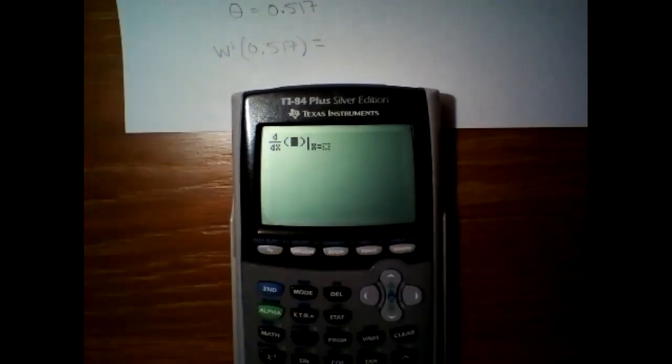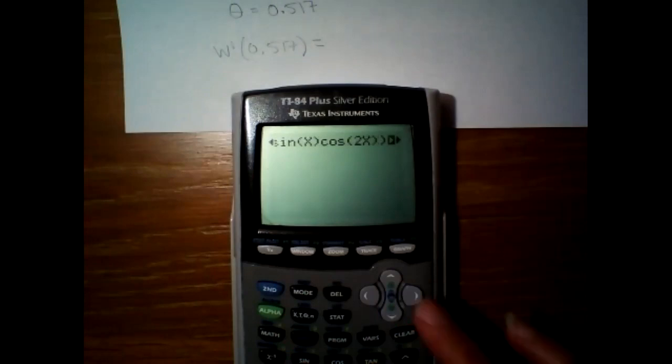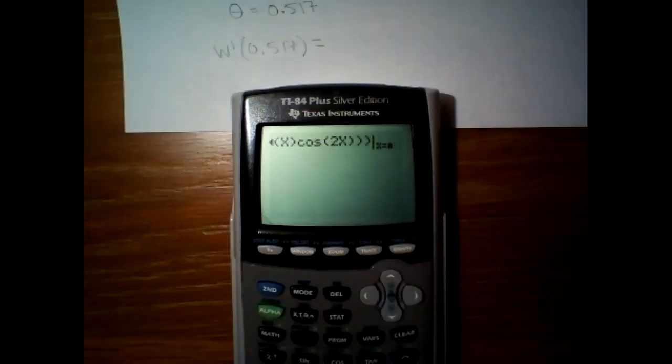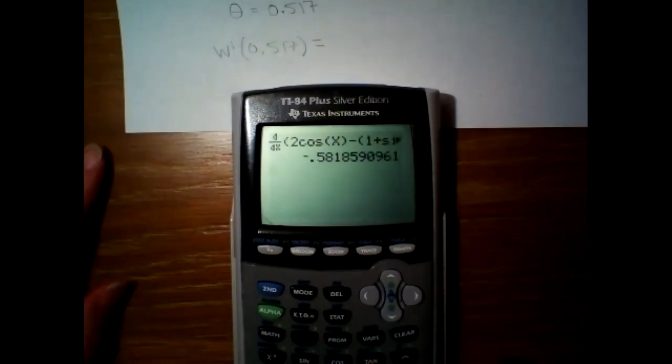So one more time, W of theta is G minus F. So G was 2 cosine of X minus F. I want to do the whole thing. So parentheses 1 plus sine of X cosine of 2X. And then such that, and we want the derivative at that 0.517, which I had stored as A. So I'm going to do such that alpha A to copy and paste it in there. And we get negative 0.581.